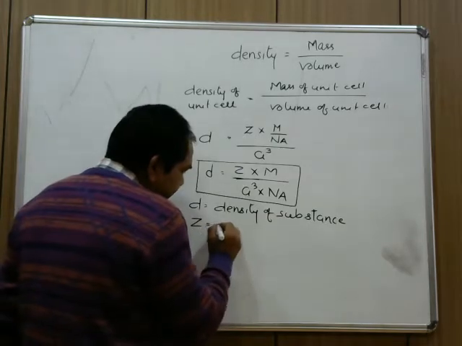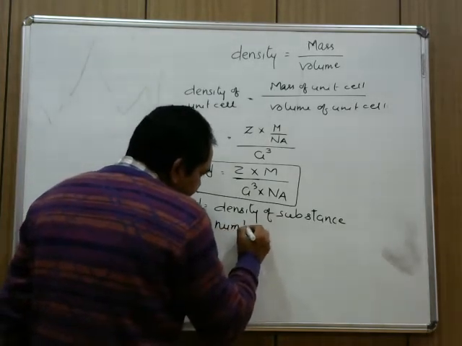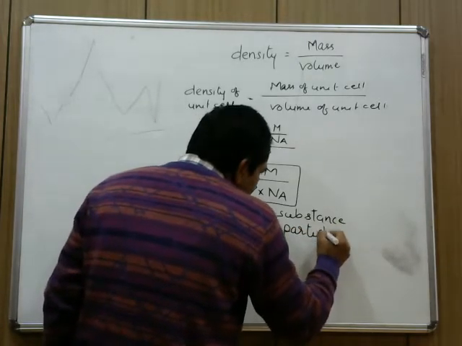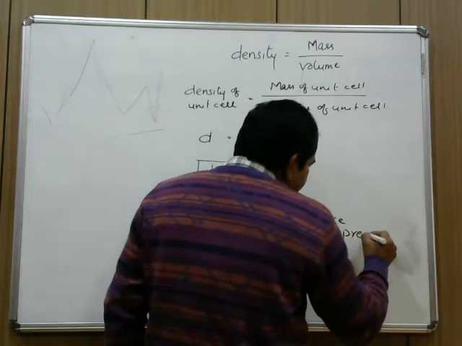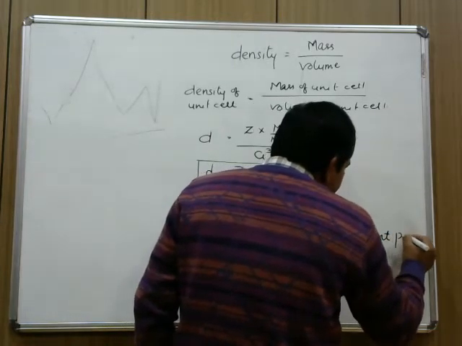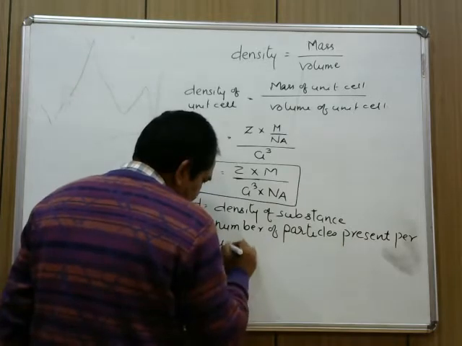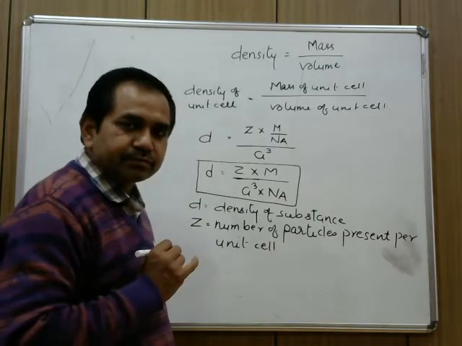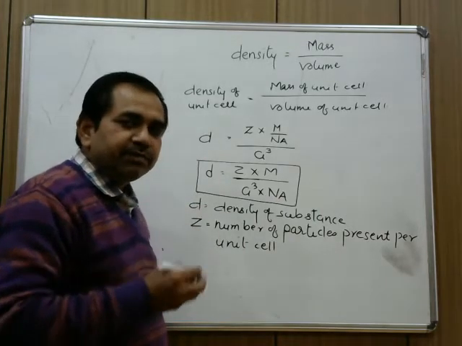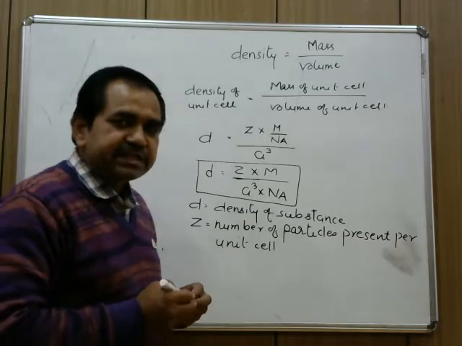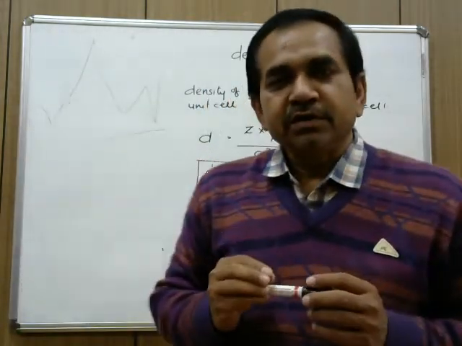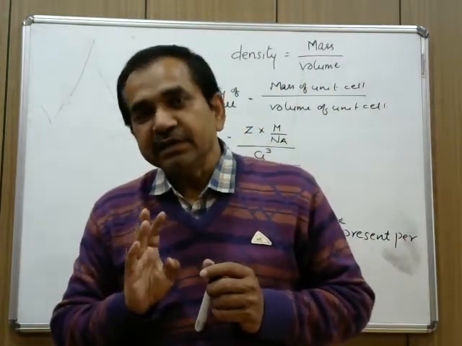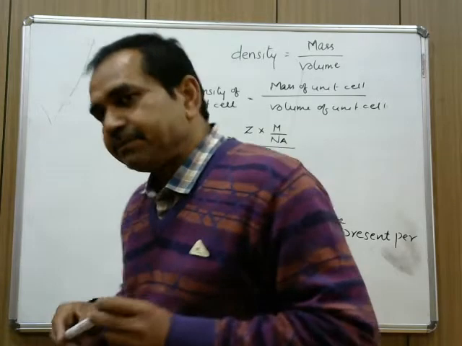Then what is Z? Z is the number of particles present per unit cell. That could be 1 for a basic or primitive unit cell, that could be 2 for a body centered cubic unit cell, and that could be 4 for a face centered cubic unit cell.